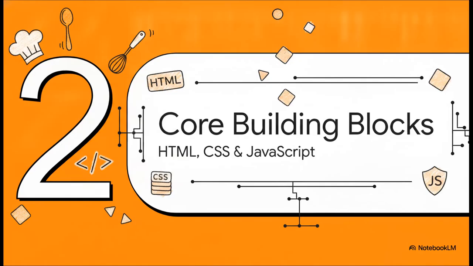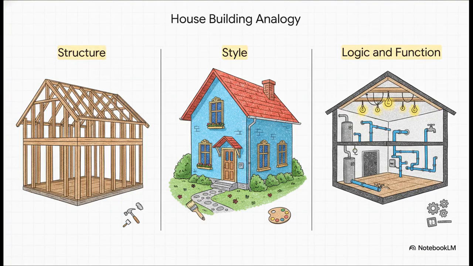Moving on to Section 2, the core building blocks, HTML, CSS, and JavaScript. If you think about building a website, it's honestly exactly like building a house. First up, you have HTML, or Hypertext Markup Language. That's your structure, the raw data. It's the wooden framing of the house, dictating where a paragraph goes, where an image sits, and what is a link. Next is CSS, Cascading Style Sheets.